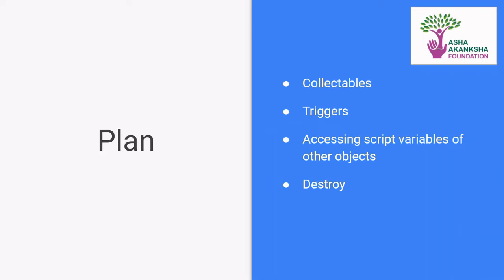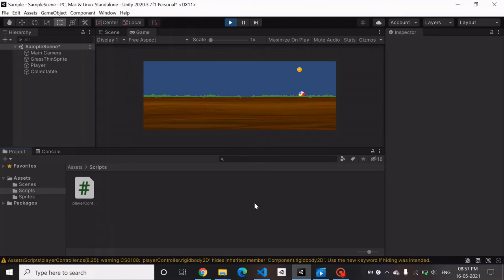In this video, we learn how to implement collectibles. We learn the concept of triggers and destroy. We'll also learn how we can access the script variables of other objects. So in this video, we'll see how we can collect a coin using the ball, and we'll maintain some points for the ball.